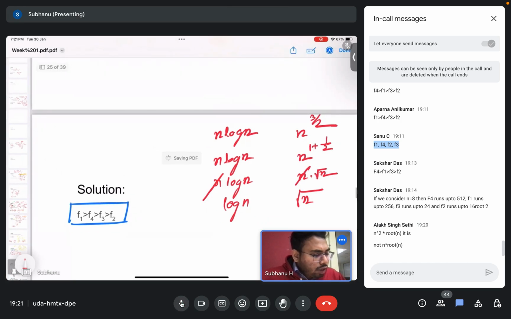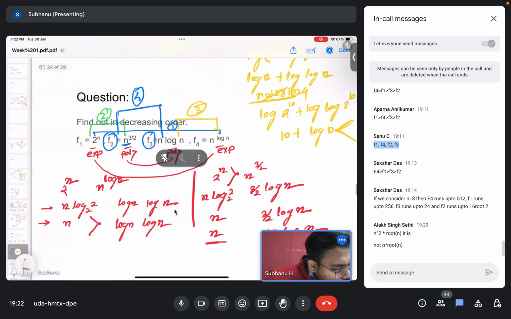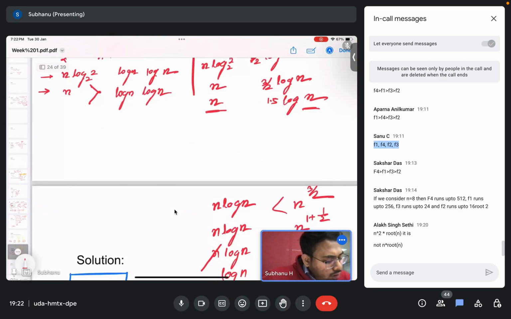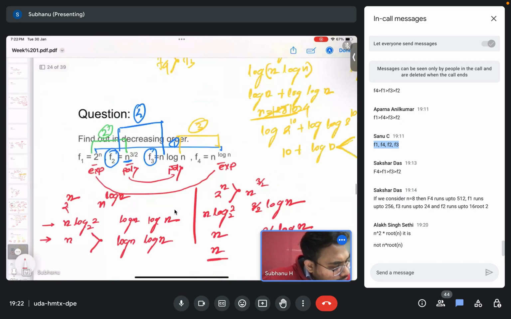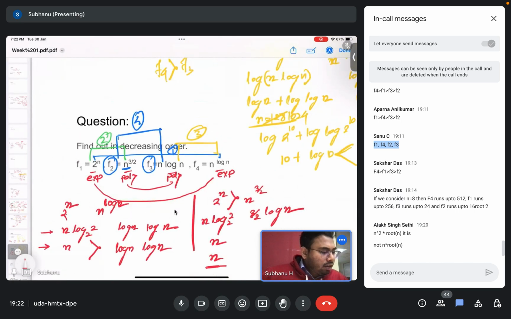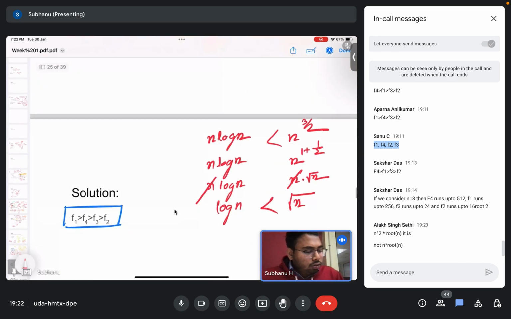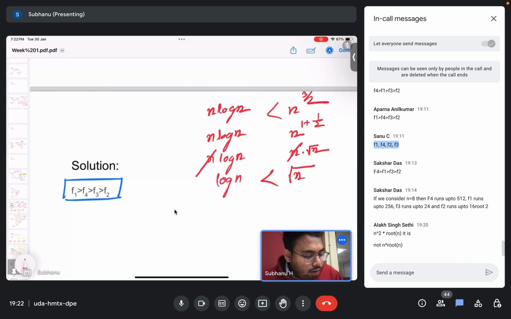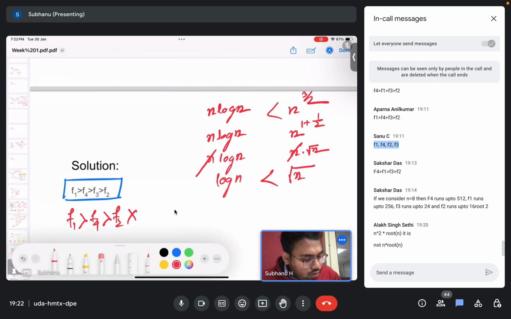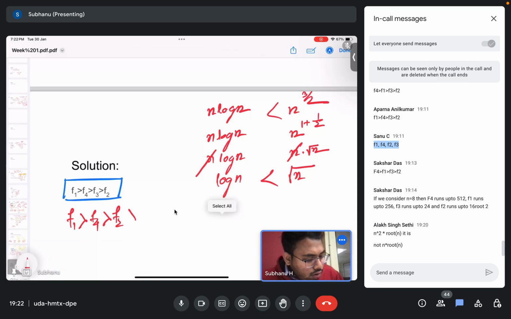So root n will be greater than log n. So n to the power 3 by 2 will be greater than n log n. So f2 will be greater than f3. Okay, so I think here we will have a problem. So f1 greater than f4 greater than f2 greater than f3, so these will be the correct one. Fine.